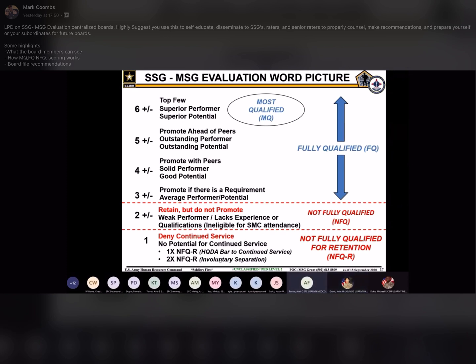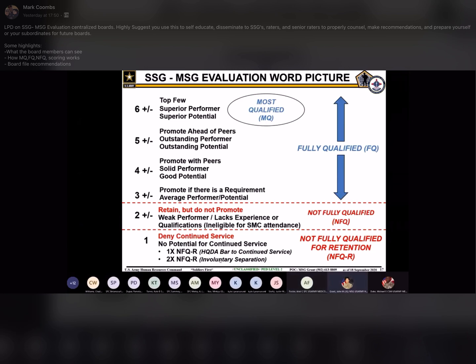So I think we all understand probably what a 1 consists of, like derogatory, probably most likely somewhere down the road. Is that a 2 as well, necessarily, or are we just talking about an average performer? Are we talking derogatory stuff as well for a 2? So really, like I said, it depends on the board member.